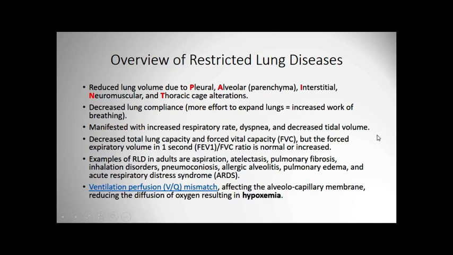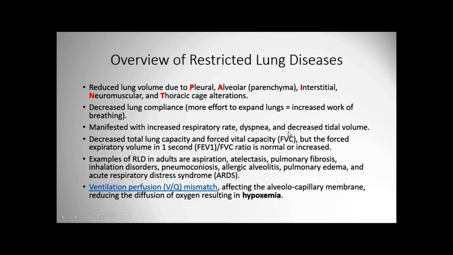What happens in these conditions is that there is decreased compliance. People require more effort to expand the lungs, so they have an increased work of breathing. They will have an increased respiratory rate, dyspnea, decreased volumes, decreased capacities and forced vital capacity. Remember, the ratio is normal or increased.